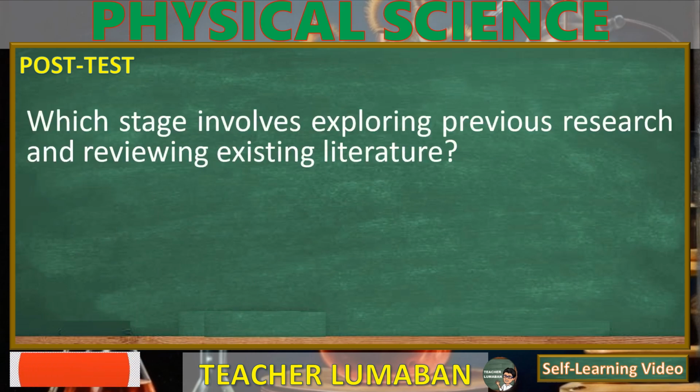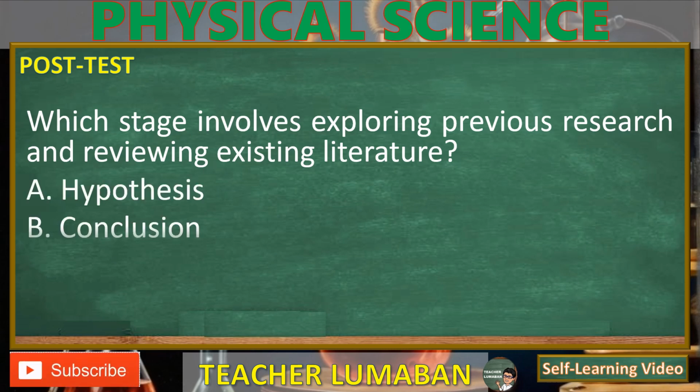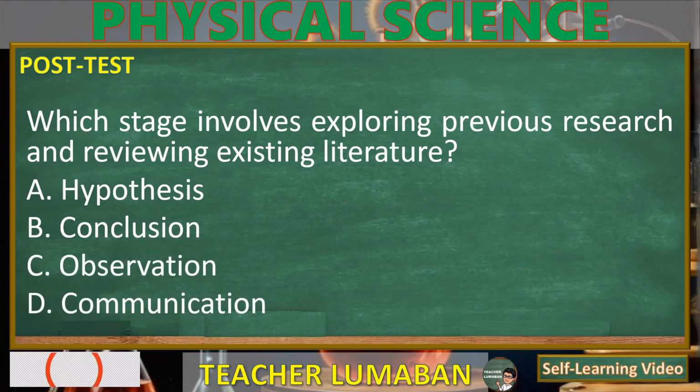Which stage involves exploring previous research and reviewing existing literature? A. Hypothesis. B. Conclusion. C. Observation. D. Communication.